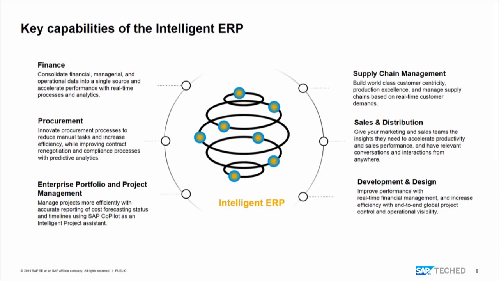Now, the key capabilities of S4 in the cloud are traditionally all the core processes that we offer in ERP. So we have finance, procurement, enterprise portfolio and project management, what we call EPPM, that basically includes, for those of you working on the ERP side, project systems, right? Have the ability then to manage internal projects. We have supply chain management, sales and distribution, development and design.